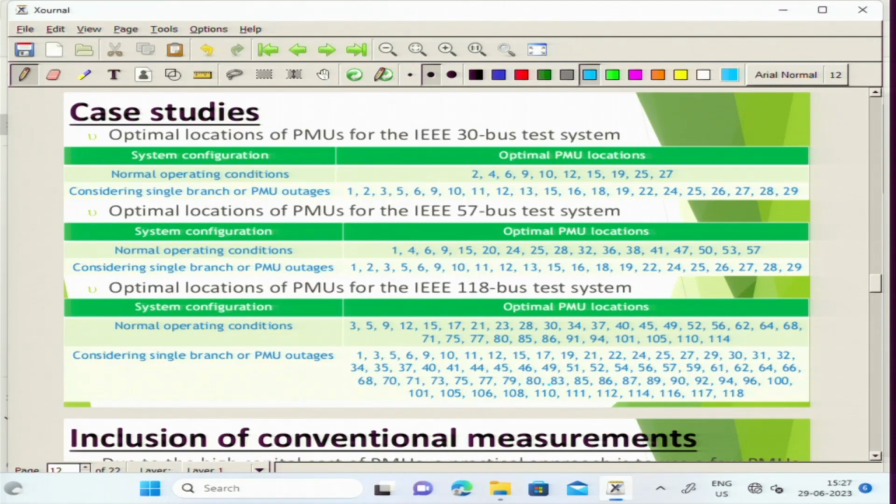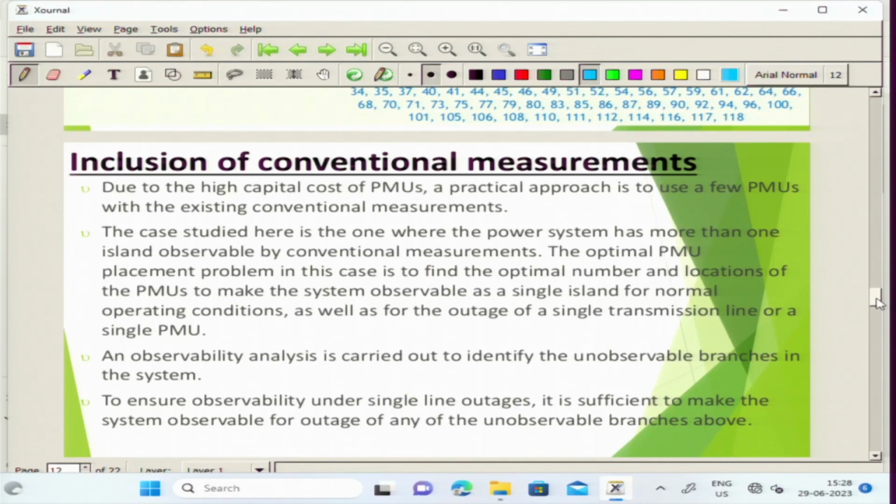So similarly, optimal locations of PMUs for the IEEE 30 bus test system, if you see normal operating conditions, these are the locations, and when considering single branch or PMU outage, the exact locations are put up for 30 bus system, 57 and 118, just to give you an idea of how the consideration of line outage and PMU outage would increase the number of PMU placements and hence increase the total investment.